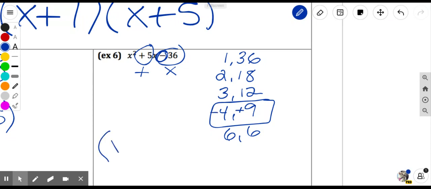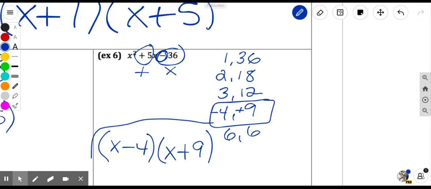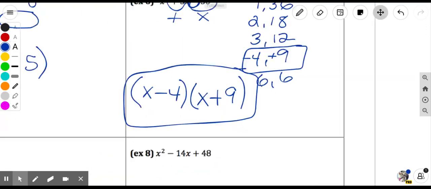So we have x minus 4, x plus 9. And again, 9 plus negative 4 is positive 5. 9 times negative 4 is negative 36. If you wanted to check your answer, you could multiply it out and combine like terms, and you would get back to the original.